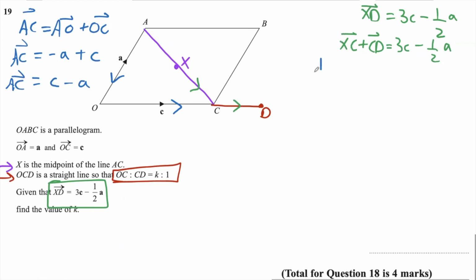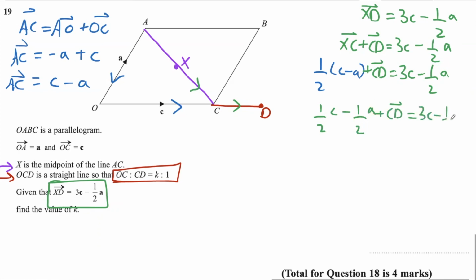Okay, so now that we know AC is equal to C minus A, we can plug that over here. So XC is equal to half of C minus A, because once again, XC is half of AC because X is a midpoint of AC. So half of C minus A plus CD equals 3C minus half A, which means if I were to open the bracket, it's going to be half C minus half A plus CD equals 3C minus half A. We can see that there's a negative half A on both sides, so we can actually cancel it out. This is equivalent to adding half A on both sides, which is going to cancel the negative half A on both sides anyway.